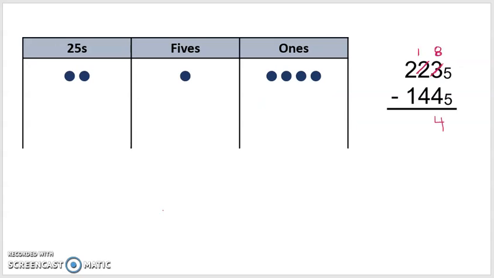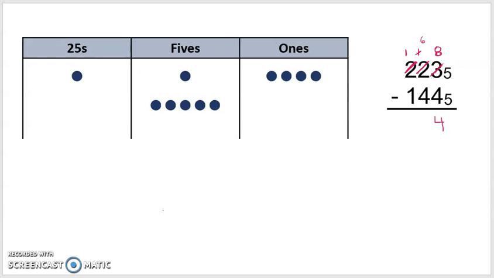Okay. Now, we need to take 4 5s away from the 1 five that we have. But again, we can't take 4 5s from 1. So we have to do an exchange. We're going to take one of these 25s, and 25 is 5 5s. And that's reflected here. So we exchange the 25 for 5 5s. I mark out my 2 25s, and I have 1 left.